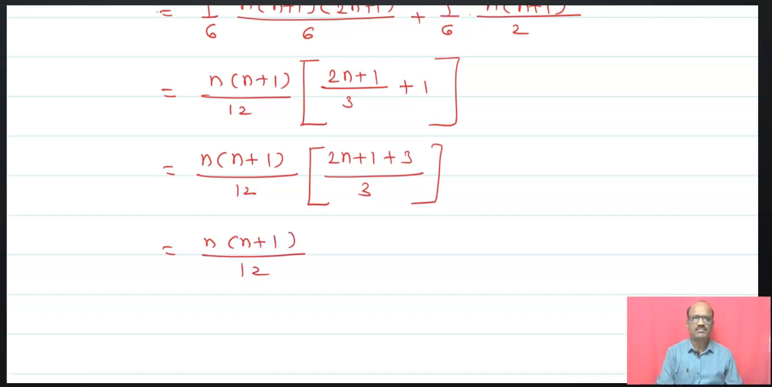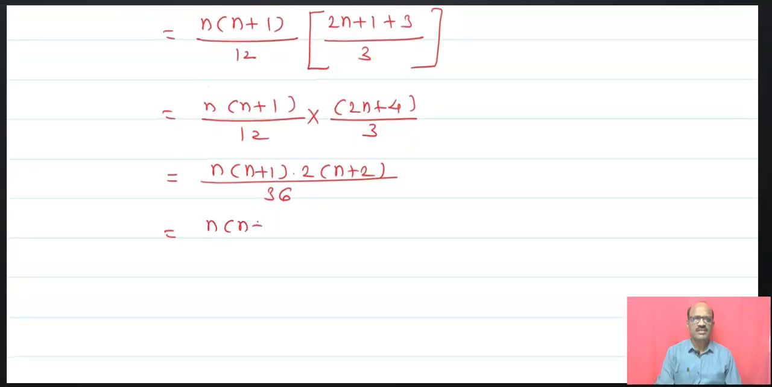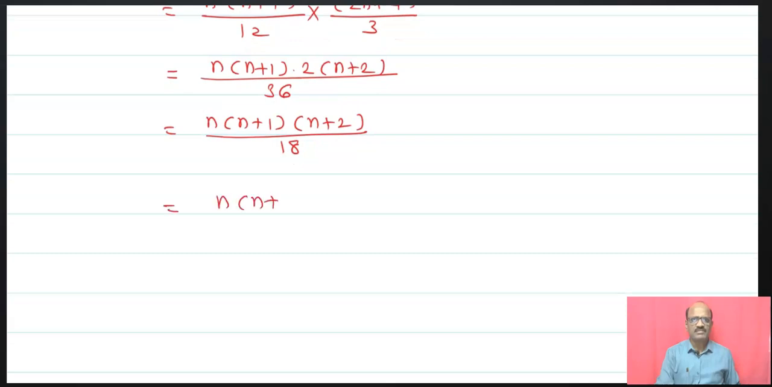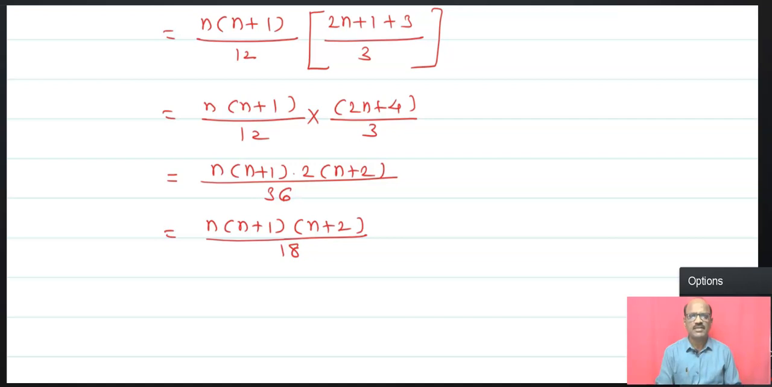See this. Now make the multiplication, N into N plus 1, 2 in bracket N plus 2 upon 36, again one term will get cancelled, that is N into N plus 1, N plus 2 upon 18. This is the answer. This is my answer, and the answer in the textbook is different. If you agree with my calculation, then you can write this.